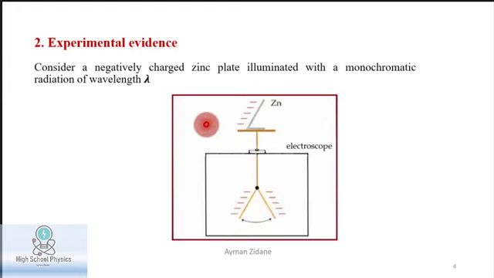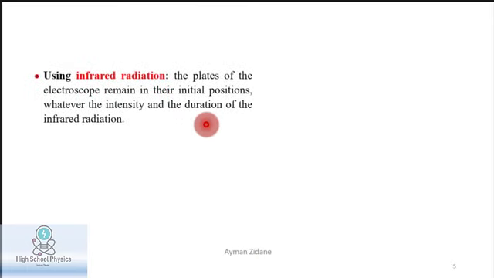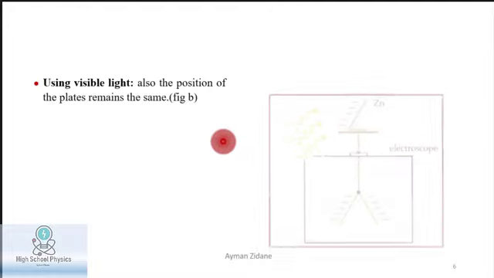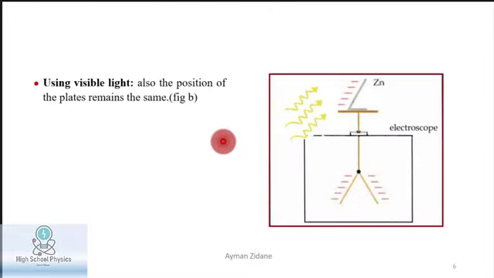Now we will hit this zinc plate with infrared radiation. We observe that the plates of the electroscope remain in their initial position whatever the intensity and the duration of the infrared radiation, so there is no photoelectric effect in this case. Using visible light, the position of the plates also remains the same. The visible light has a greater frequency than the infrared radiation, so it has greater energy.